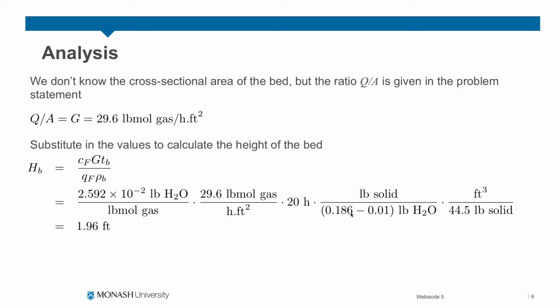The loading capacity of the adsorbent, the equilibrium loading capacity was 0.186, but when the feed entered the bed, the adsorbent already carried 0.01 pounds of water per pound of the molecular sieve. So we actually need to adjust that value to reflect the actual loading capacity of the adsorbent, and this is the density of the bed, 44.5 pounds of solid per cubic foot. So if you cancel all that out, everything cancels except for foot to the power of 1, which is 1.96 feet.